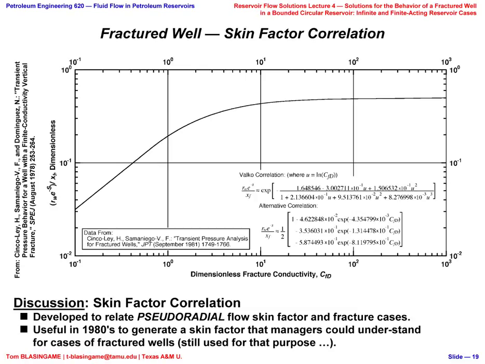Why would they care what the skin factor is? Because that's what they understood. They understood from the radial flow system that this was an equivalent, that if you had a positive skin, what did you want to do? You want to stimulate it. But this is already stimulated.